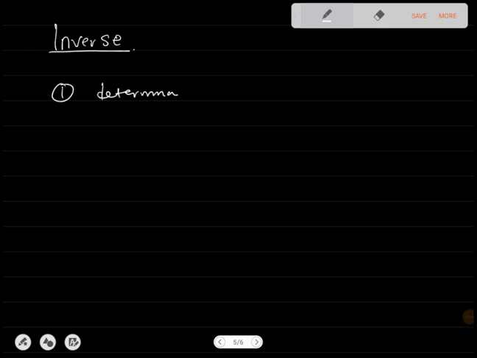Then step 2, find the adjoint. Then 3, multiply the inverse of the determinant by the adjoint, then you'll be done. So let's look at an example. Example 1. If I've got this matrix, 2, 3, 1, 5.